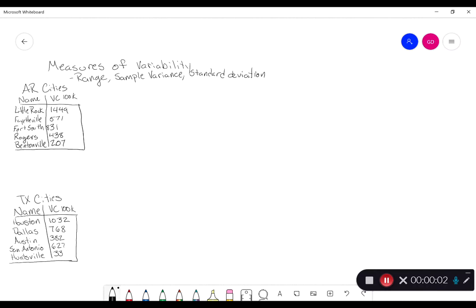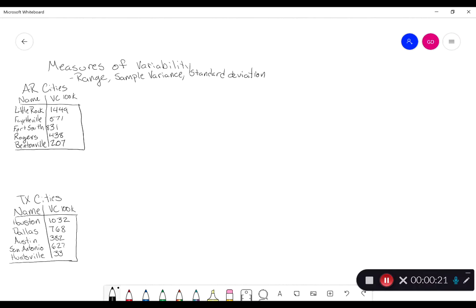Everyone, so now I'm going to have another example of the standard deviation, sample variance, and range, also known as the measures of variability. I've already preloaded or written down some data. This all comes from Dr. Jacob Kaplan's website, crimedatatool.com. It makes your life a lot easier when you're looking for different types of data related to criminal justice.